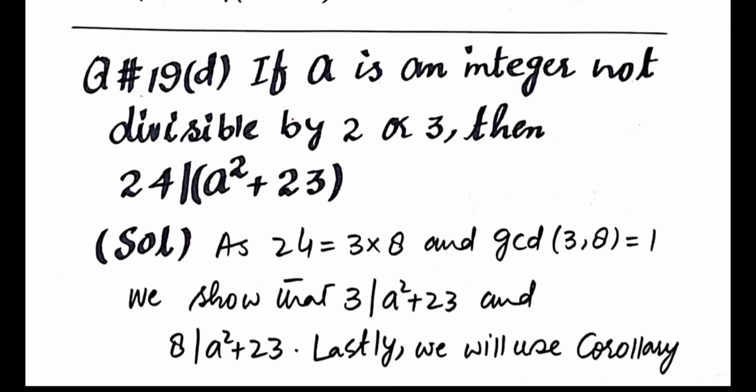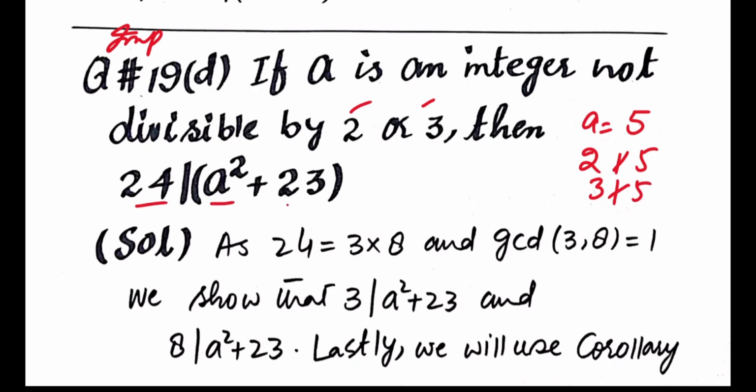19D. This is an interesting problem. If a is an integer not divisible by 2 or 3, for example a could be 5, because 2 does not divide 5 and 3 also does not divide 5, then we have to show that 24 divides a² + 23.